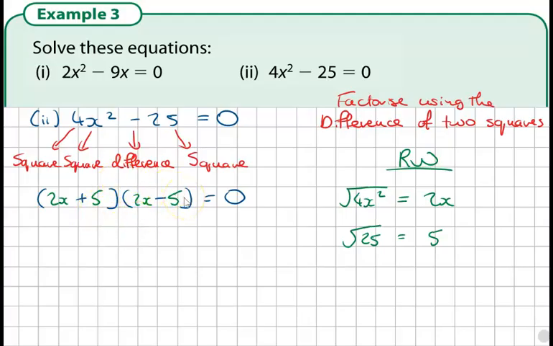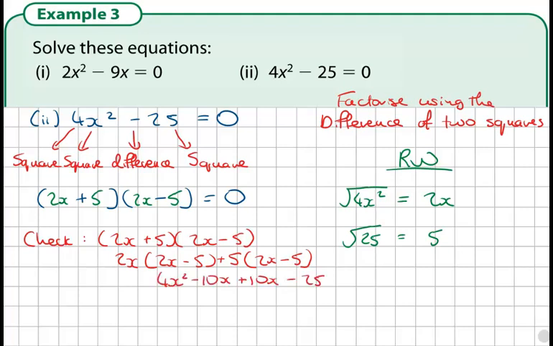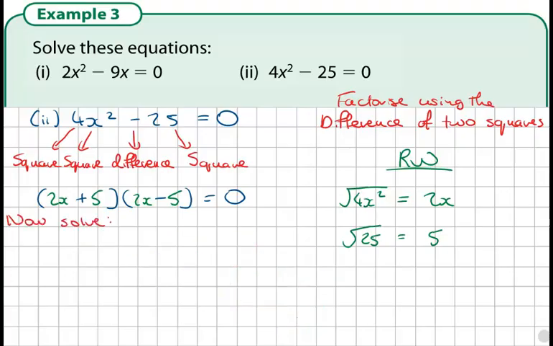But I wasn't asked to factorize. I was asked to solve, which means find x, get x on its own. So I'm going to let each set of brackets equal to 0. Before I do that, I'm just going to do my check. I'm going to multiply out the brackets and see do I get back to the start. So multiplying out my brackets. Yes, I get back to the start. So I know that I factorized correctly. So now I'm going to solve.